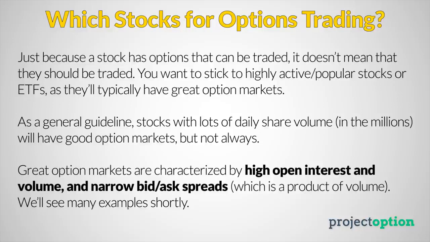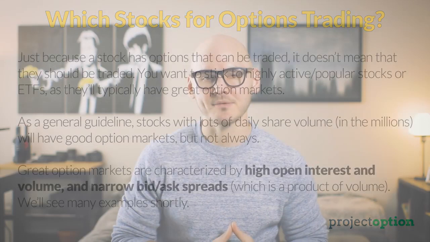So you can look at the volume of option contracts on a stock, and typically you're going to want to see in the hundreds, if not thousands, of volume. But keep in mind that volume starts at 0 every single day. So if you're looking at volume early in the trading session, the volume could be low, even though the option markets could be very liquid and active.